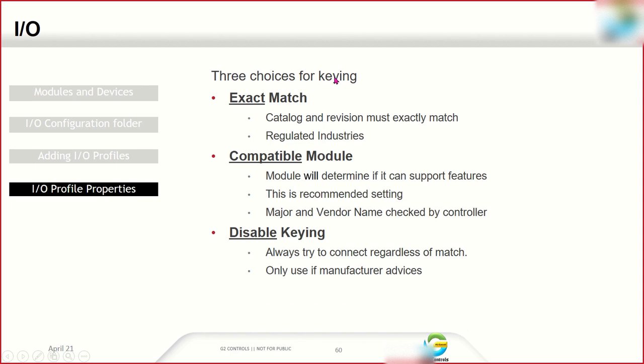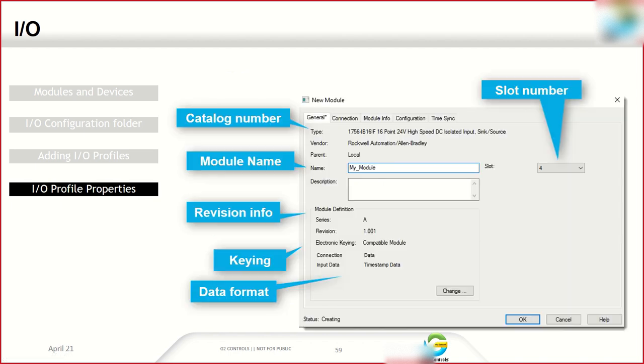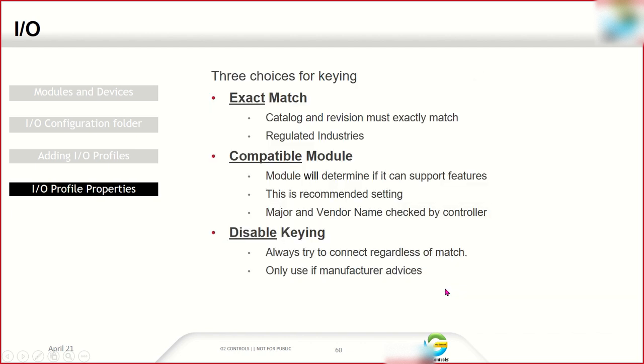Three choices of keying: we have exact match, compatible module, and disable keying. We need to select it here. By default the keying is the compatible module keying. If you want to change that keying, you can change it by clicking on this change button.